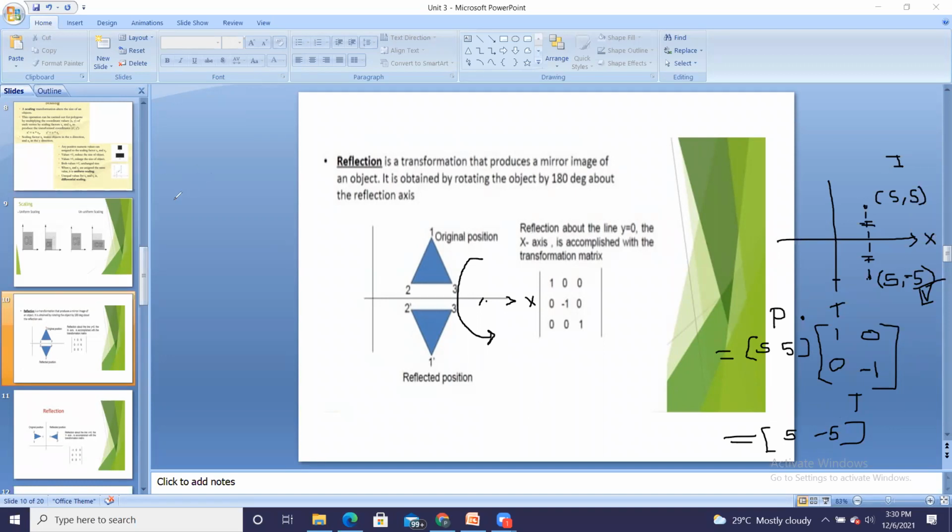Now consider one more example. If the point is in the third quadrant, I will take again my favorite point, minus 5 comma minus 5. So this is in the third quadrant, and along the x-axis, I want to reflect it. We have derived this T matrix for any reflection along x, so we'll check whether it is applicable for this point also.